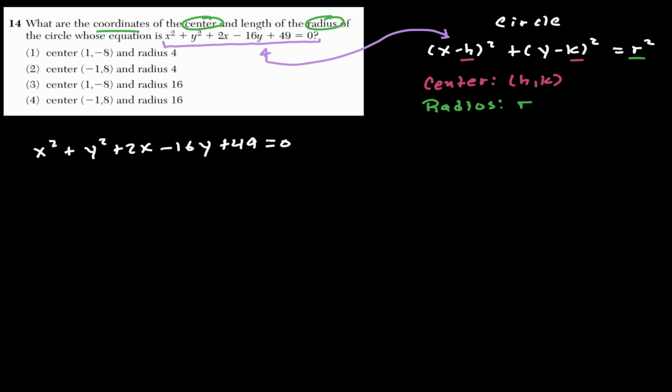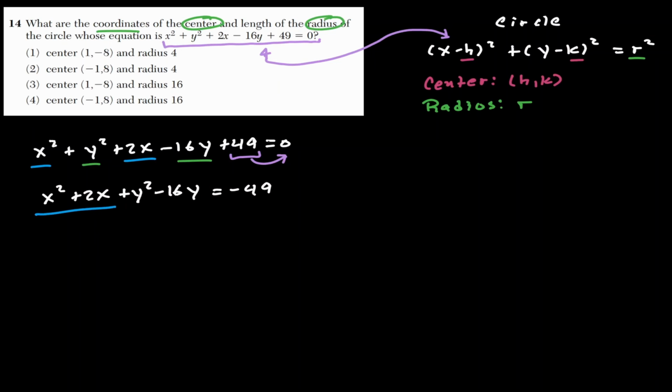So I'm going to start by organizing my equation. Those variables that have an x on them, let me write them first, and then those which have a y on them. And this value of 49 that doesn't have either an x or y, let me move it to the other side. And I notice that all the x's are together and all the y's are together. What we will do, we're going to complete the square.